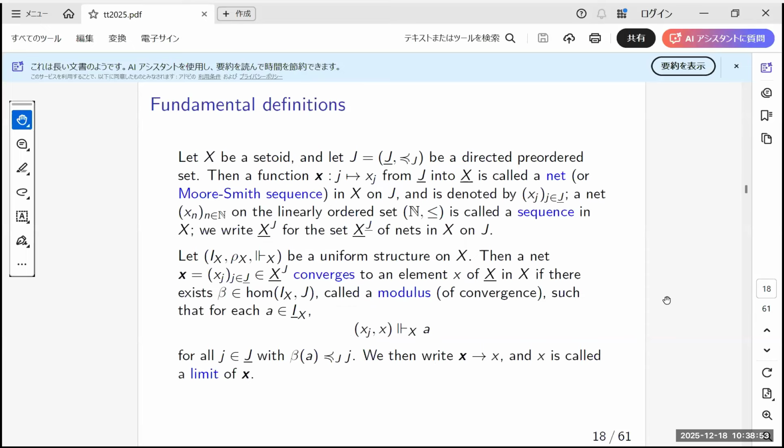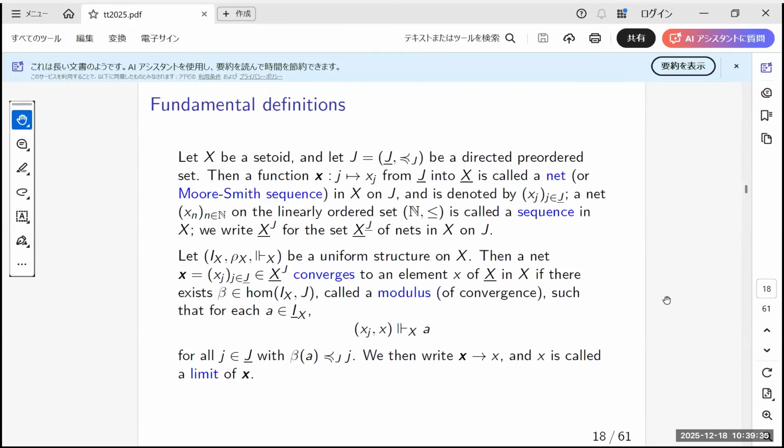And also we are going to introduce the so-called net or Moore-Smith sequence, which is a function from a directed preordered set into a setoid. If J is the set of natural numbers, a linearly ordered set, it is called a sequence. If the setoid has a uniform structure, then a net converges to an element x if there is a modulus such that the usual condition holds.